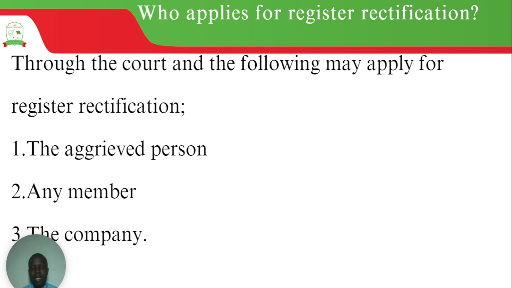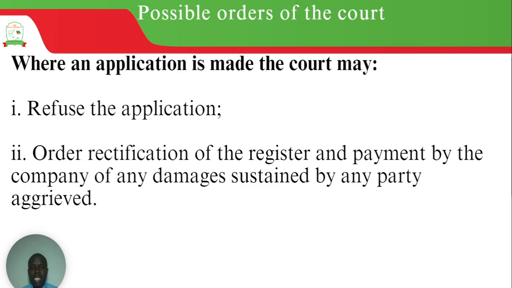Now, once you apply for rectification, the court may have two options to give to you as somebody who has sought rectification. Number one, the court has the ability to refuse the application. So if you are seeking rectification and the court says no, based on the evidence that has been prepared and based on the issues that have been raised, then that means that the rectification is not going to take place.